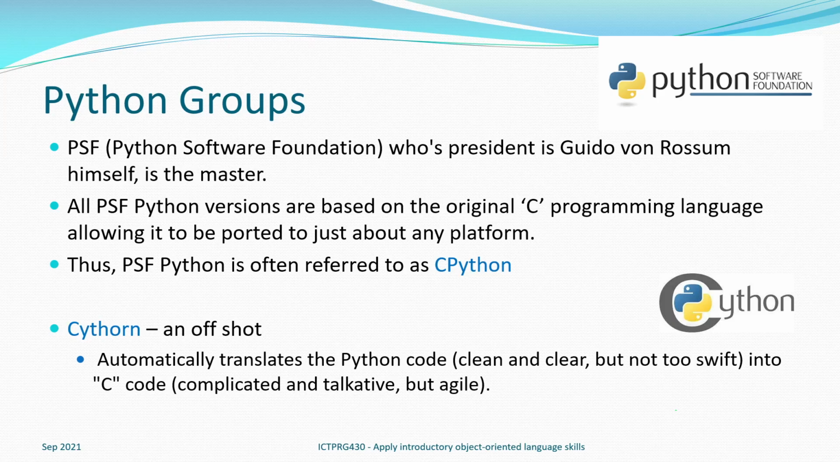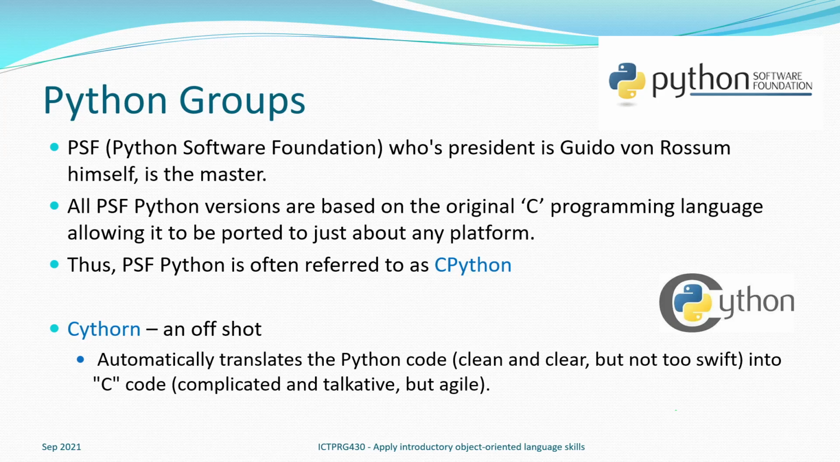Okay, some of the groups that are contributing to the actual development of Python as a language: the Python Software Foundation, which Rossum is actually the president of. So this foundation is the main developer of the language. This version is commonly referred to as CPython. So there are a few different names floating around for the different sources of the Python language.